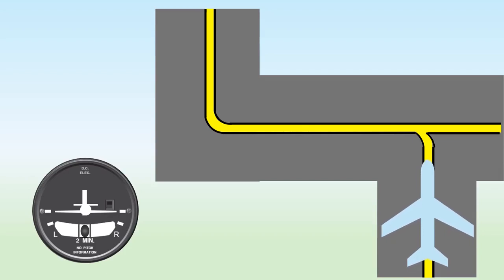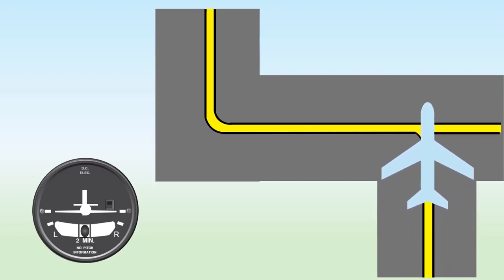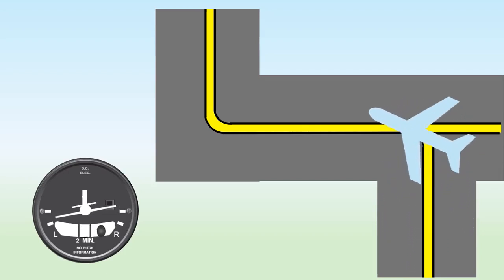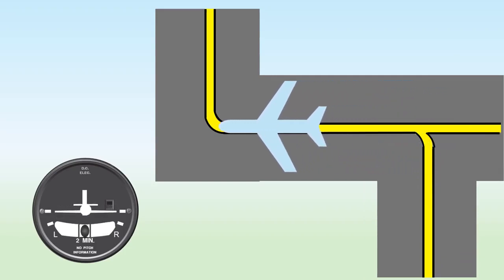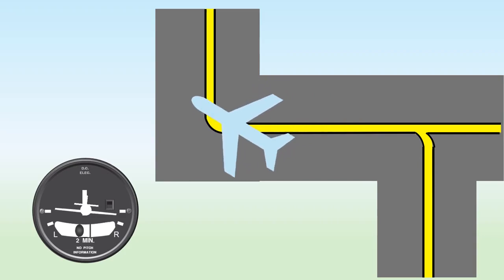While taxiing on the ground, keep an eye on the turn coordinator and ensure it's displaying the correct information. You want to see it pointing in the direction of your turn, with the little ball moving to the opposite side of the turn.